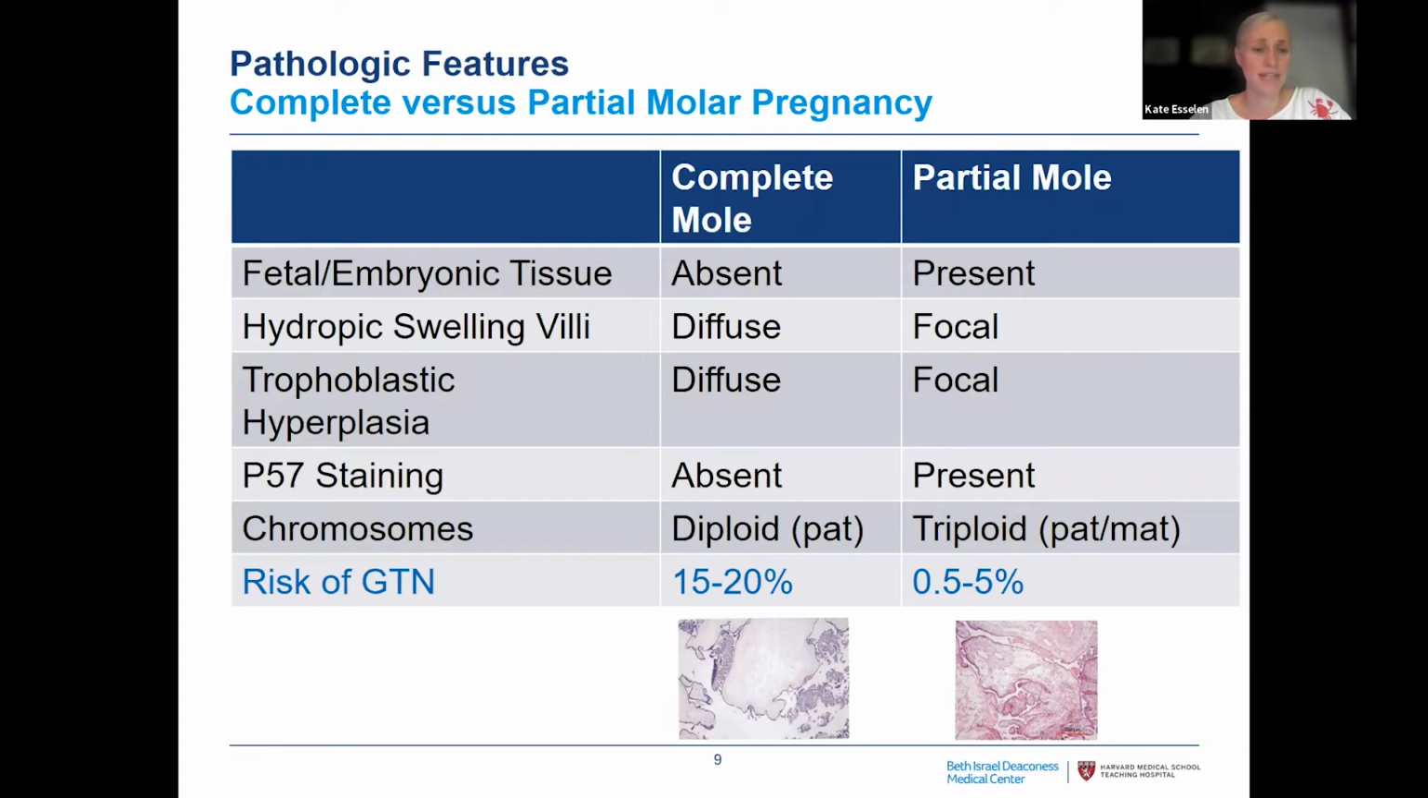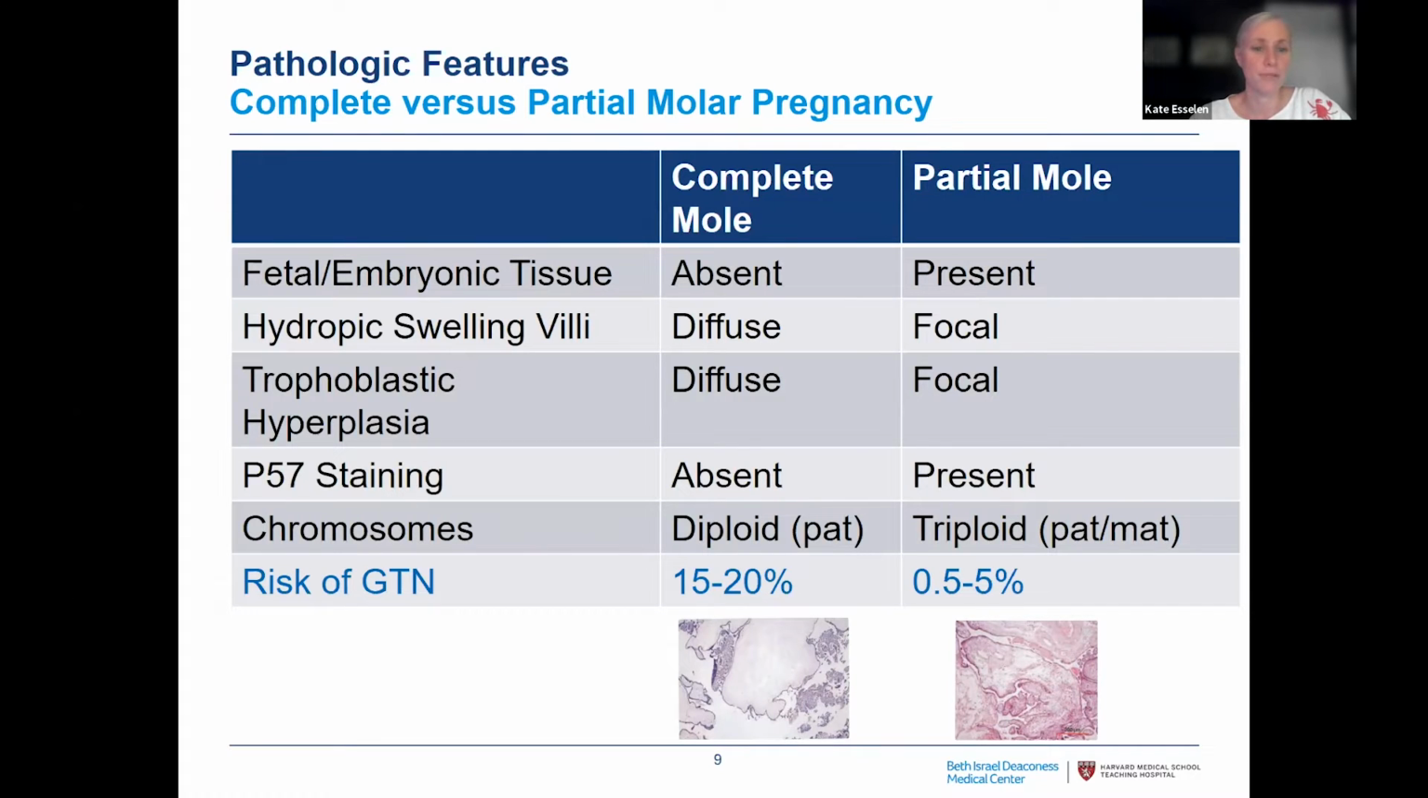So again, the other way we can look at the tissue pathologically is doing cytogenetics on it to see, is it a diploid or a triploid, and whether or not that automatically tells you if it's a triploid that it should be a partial mole. The reason this is important, though, is because the risk of GTN is significantly different between complete and partial moles.